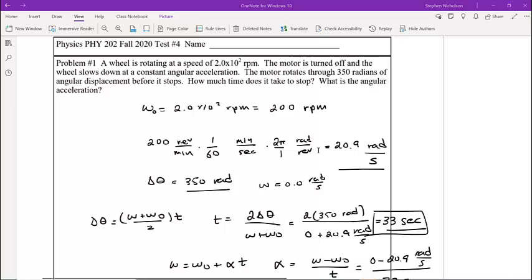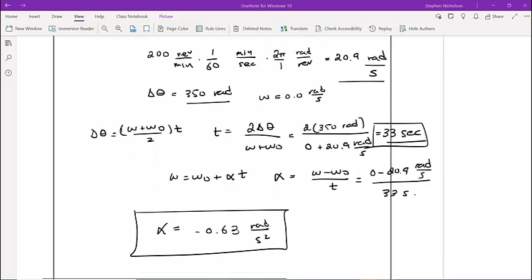And so we have the initial angular velocity, the change in angular position, and we know that the final angular velocity is 0. So I use this equation to solve for t. If you solve for t, you'll get 2 delta theta over omega plus omega 0. You plug those in, you get 33 seconds.